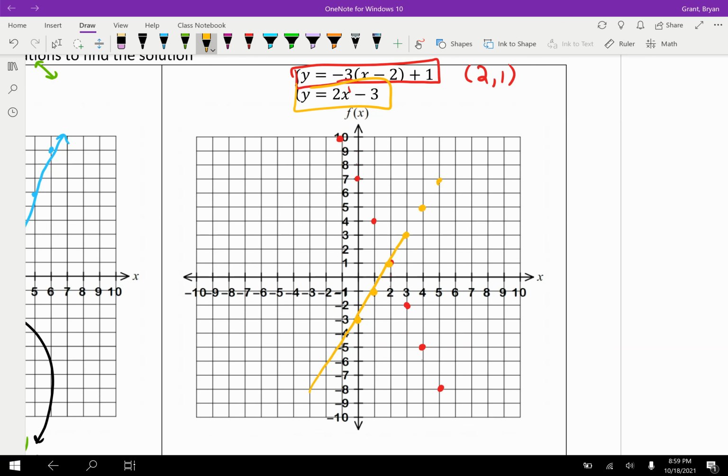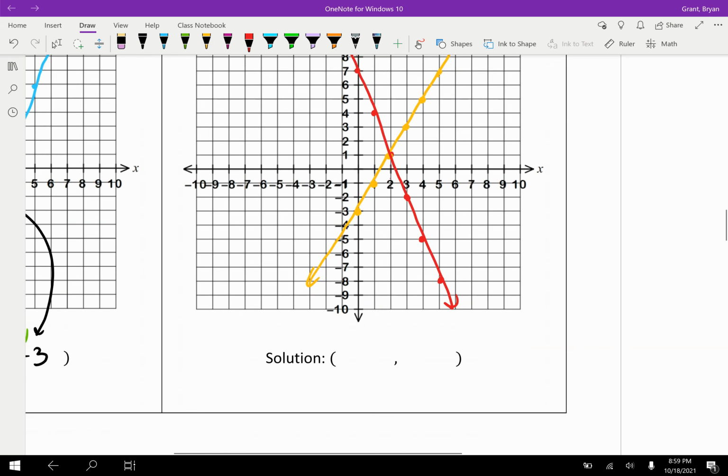Again, I really like to continue the line. I think it looks better, a little bit more professional. It is up to you, though. We can definitely see that they intersect in one spot, and it looks to me like this spot is the point positive 2, comma 1.